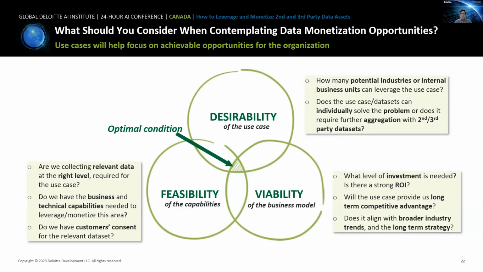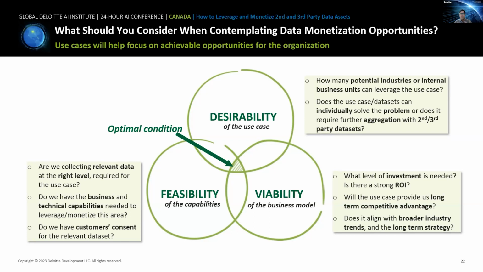When you first think about data monetization and contemplating that opportunity, there are three axes that you really need to focus on. The first one is around desirability of the use case. Is this actually an area that customers want to see or companies want to see? Are there industries or internal parties, even in your own business, that can leverage the specific use case? The second one is feasibility of the capabilities. Do you have the right capabilities in place to be able to conduct this data monetization exercise? Do you have the right infrastructure? Do you have the right people? Do you have the right data even to be able to do this?